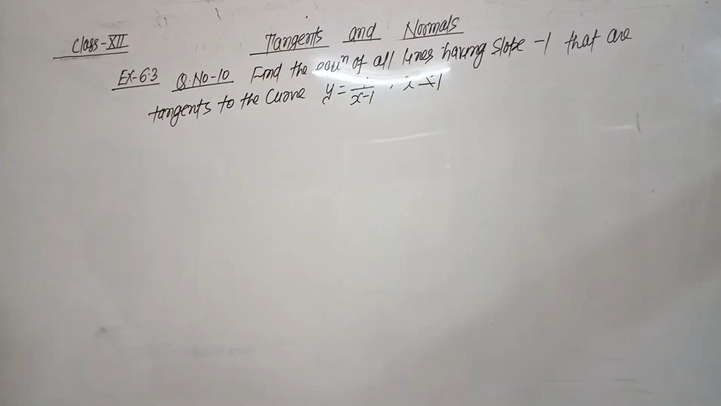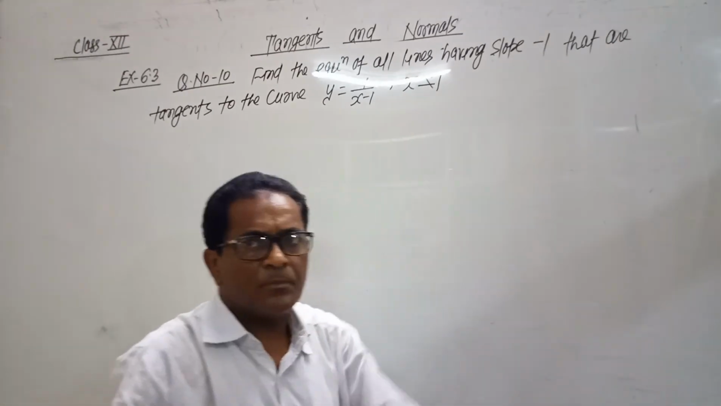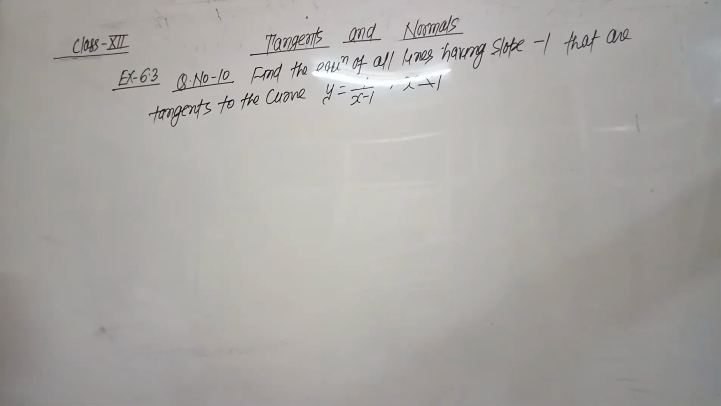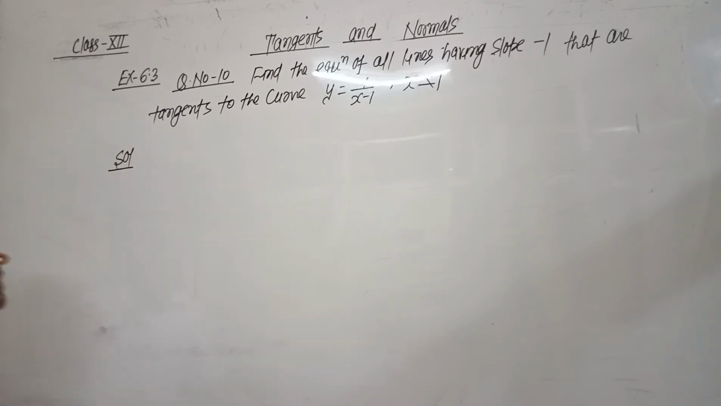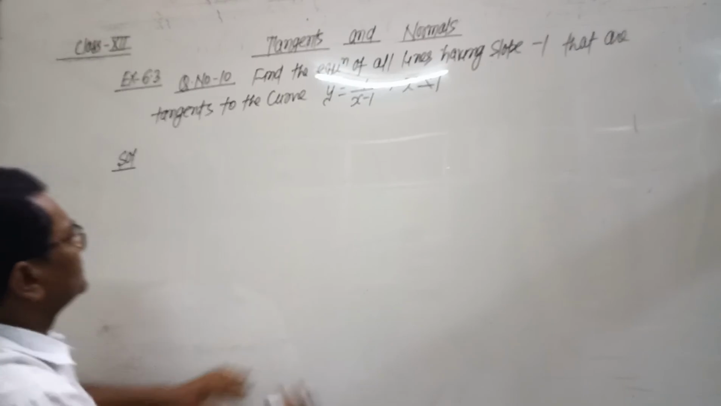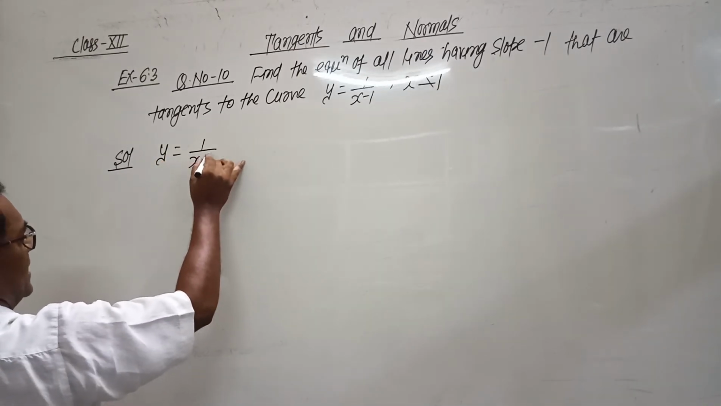The line which we have to find is tangent to the curve and the slope of that line is -1. So firstly we will find the slope from the curve.